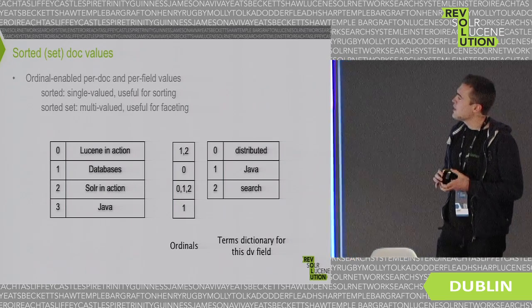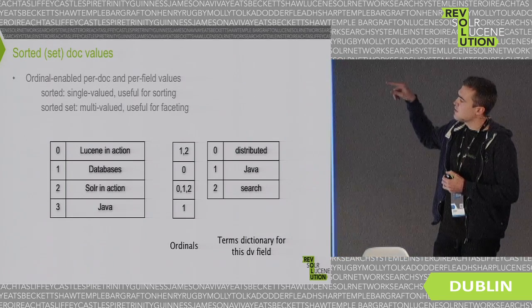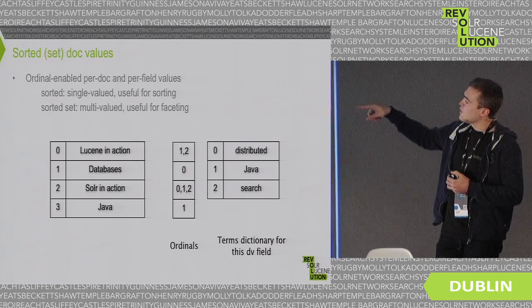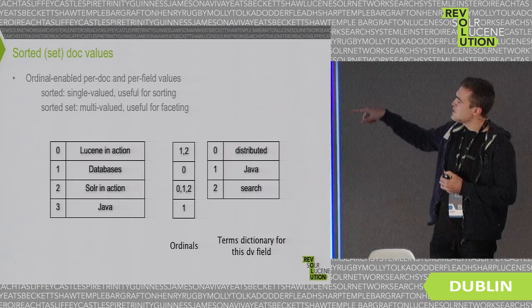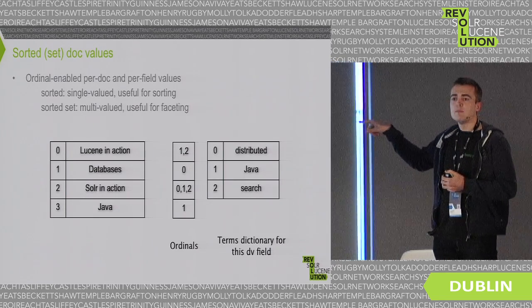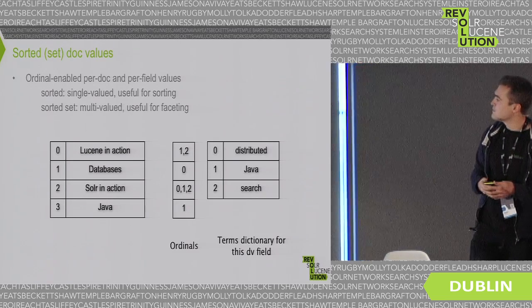In this example, we have, for example, Lucene in Action, which is associated with sorted set doc values terms 1 and 2, which are Java and search, because Lucene in Action is talking about search implemented in Java. We could do the same for the other documents.